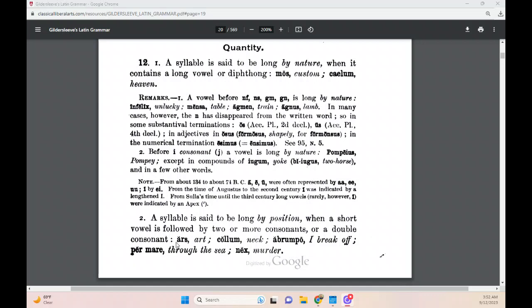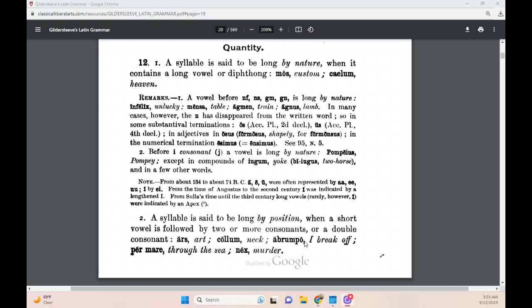So here we have the word ars, which is just a single syllable. We have a short vowel, a, but it's followed by 2 consonants. That means this syllable is long by position. This syllable is long by position because the short vowel is followed by 2 consonants. Here in this first syllable, we have a short o followed by 2 consonants. So this first syllable will be long by position. Kolum, kolum.